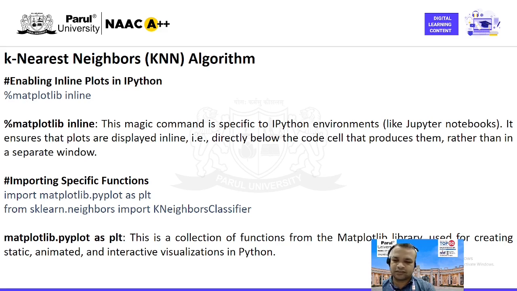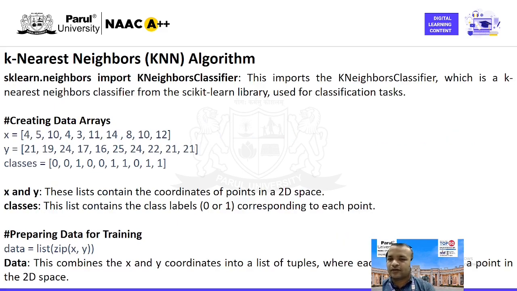What is this actually saying? This is a collection of functions from the matplotlib library, used for creating static, animated, interactive visualizations in Python. The second line is actually saying this: this imports the KNN classifier, the K nearest neighbor classifier, or KNeighborsClassifier, which is a k nearest neighbor classifier from the scikit-learn library used for the classification model, as we discussed in the previous slide.